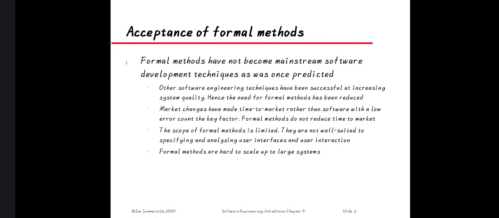Next topic is acceptance of formal methods. Formal methods have not become a mainstream software development technique as was once predicted. Other software engineering techniques have been successful at increasing system quality. Hence, the need for formal methods has been reduced. Market changes have made time to market, rather than software with a low error count, the key factor. Formal methods do not reduce time to market.